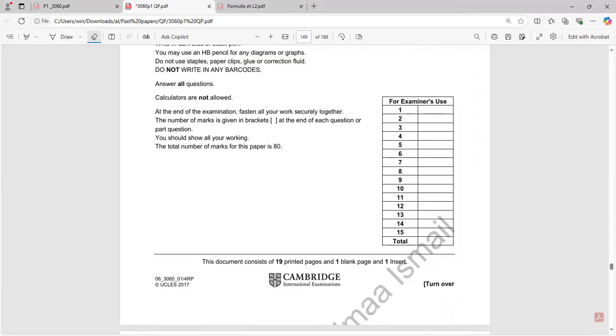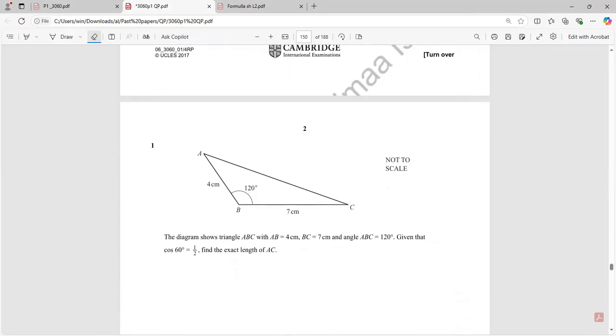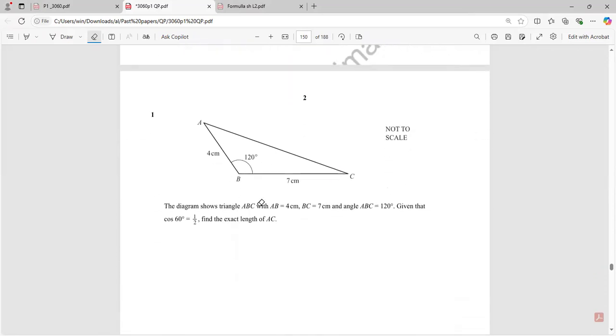Here we have a triangle, the Jacobs-Shell triangle, which has ABC. AB is 4 centimeters, BC is 7 centimeters, and beside them an angle of 120 degrees, which is angle B. Given that cosine 60 equals half, find the exact length of AC. Why does he give you cosine 60? Just to help you because it's a non-calc paper. We want to help you.